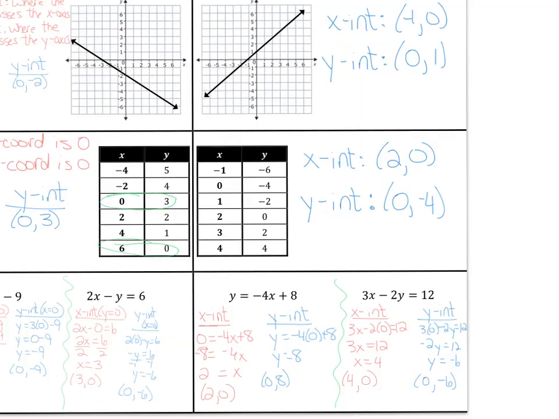Okay, so for the graph, I got an x-intercept of (-1, 0), a y-intercept of (0, 1). For the table, I got an x-intercept of (2, 0), and a y-intercept of (0, -4). And then when I did my substitution and solving on the equations, the first equation, I got an x-intercept of (2, 0), and a y-intercept of (0, 8). And then an x-intercept of (4, 0), and a y-intercept of (0, -6) on the last one.